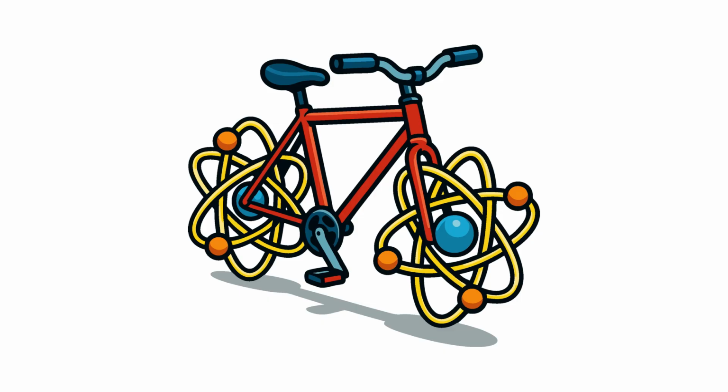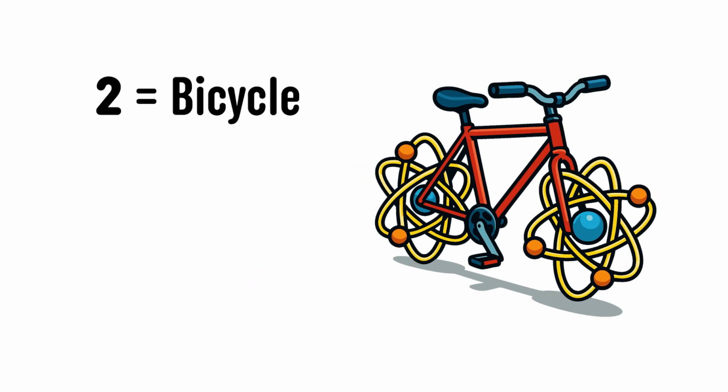John Adams was the second U.S. president. This image represents John Adams. The number 2 is represented by a bicycle because bicycles have 2 wheels.